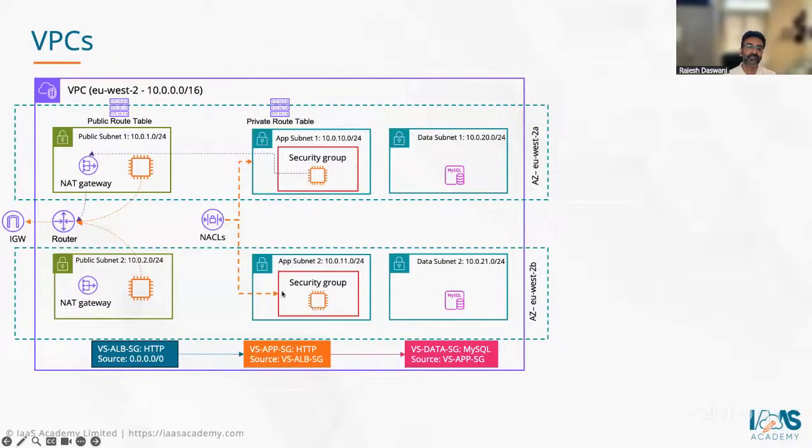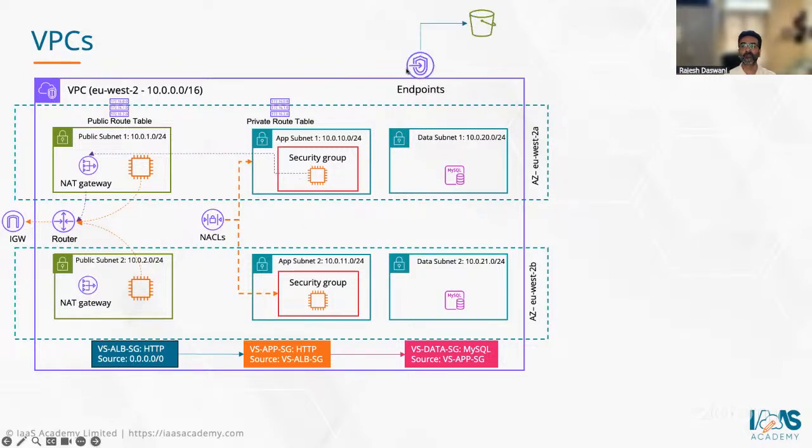In addition to that, we're saying that the VS App SG can allow inbound traffic on HTTP, so that's normal port 80 traffic, and the source of that traffic is VS ALB SG, which is this one over here. So this is a load balancer SG, and this is defined to allow load balancers to be deployed in your VPC so that they can connect to your EC2 instance.